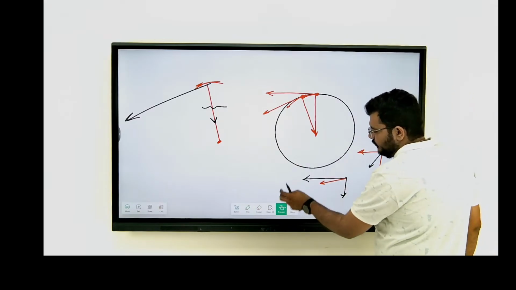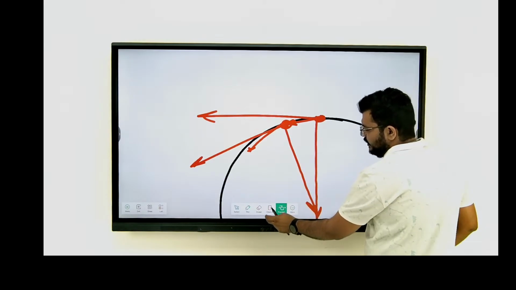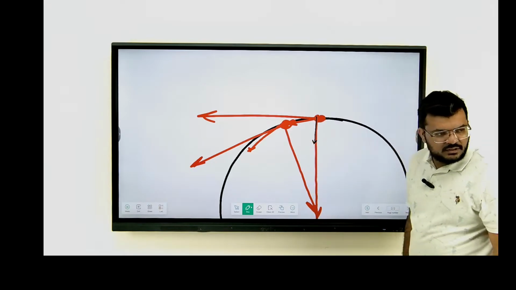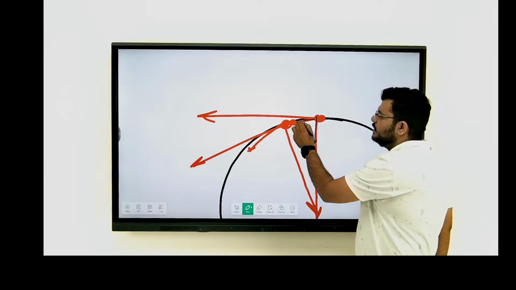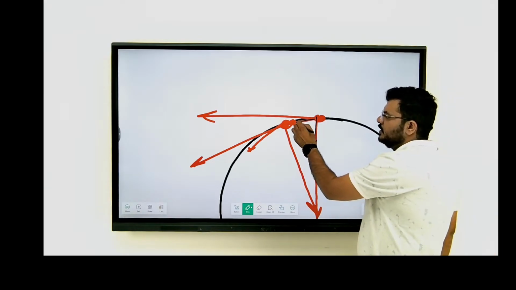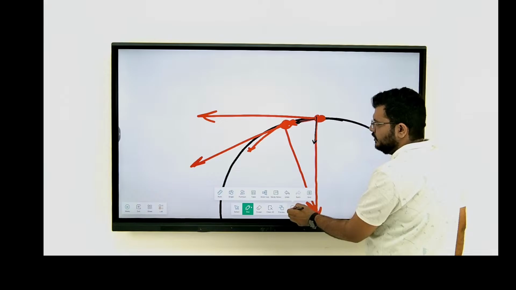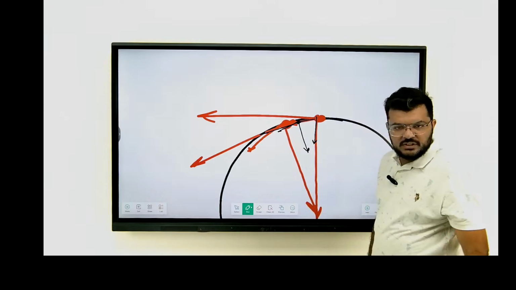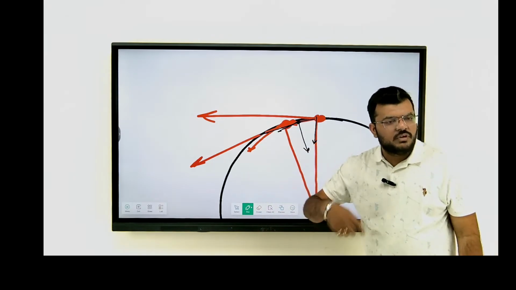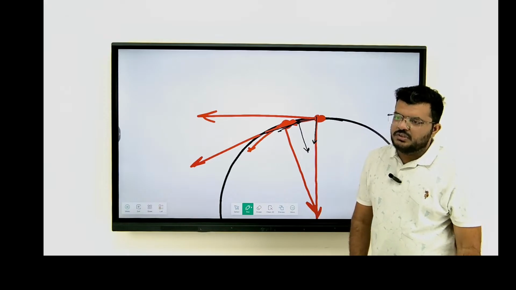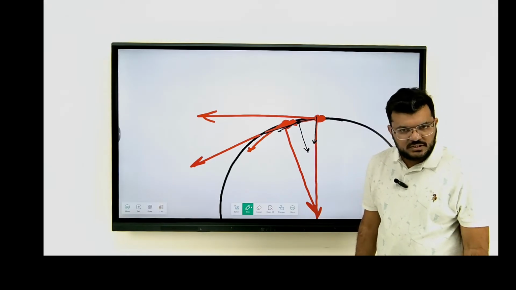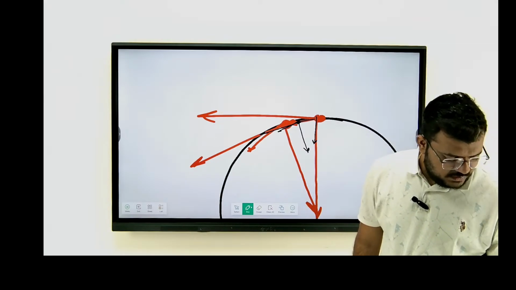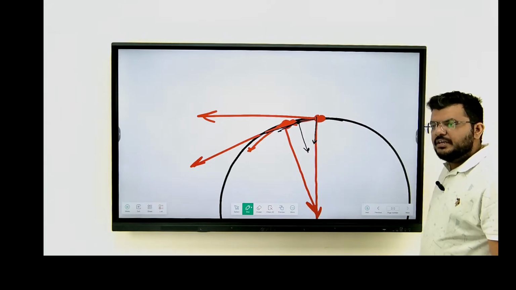So let's look at it like this. When at this point it was falling, it was falling in this direction, but the resultant took it here. Now when it reaches here, the force is not like this. The force is like this, and the other force is like this. So again the resultant brings it here. This keeps on happening over and over and over again, so the satellite stays in circular motion. Make sense?